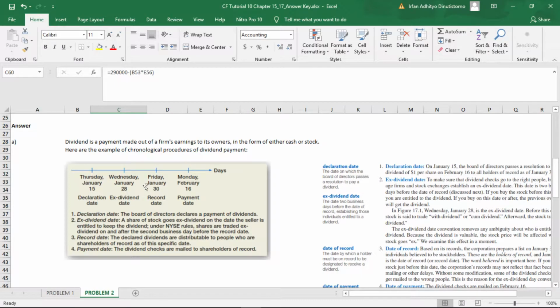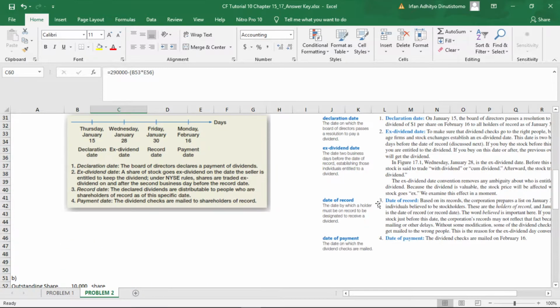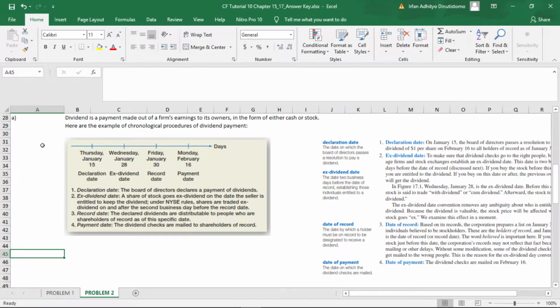And after the declaration, the record, and ex-dividend, we have the payment date. Finally, we gain the dividend on the payment date, where the dividend checks are mailed to shareholders of record. There are better examples at Investopedia regarding the ex-dividend date. This is a bit hard to explain. I've tried to explain it as simply as I can, but if you find it easier to understand from Investopedia, please check that online resource. They made a great video explaining the declaration date, ex-dividend date, and such.